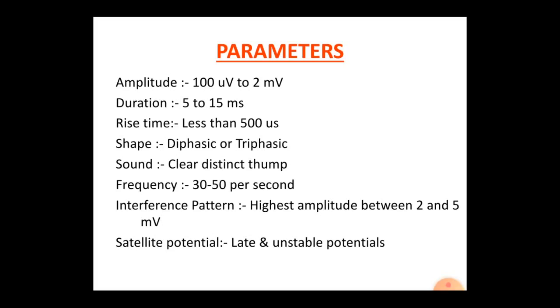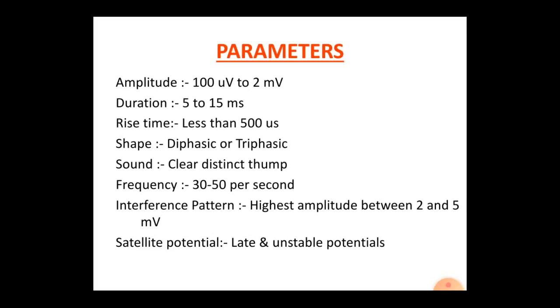Shape of this MUAP, that is motor unit action potential, may be diphasic or triphasic, and sound will be a clear distinct thump as if something is falling on a hard surface, or something is having free fall, and whenever it touches the ground, whatever sound comes is known as a clear distinct thump. Frequency for a normal individual is ranging from 30 to 50 per second, and in case of interference pattern, amplitude may reach up to 5 millivolt starting from 2 millivolt.